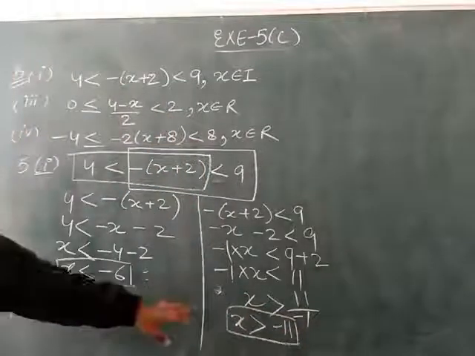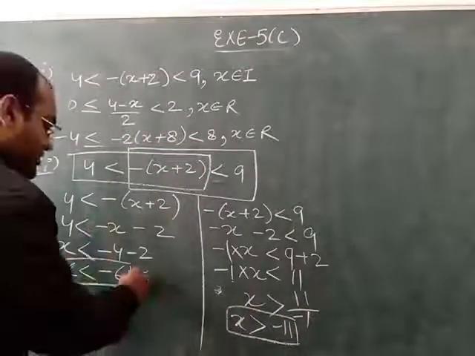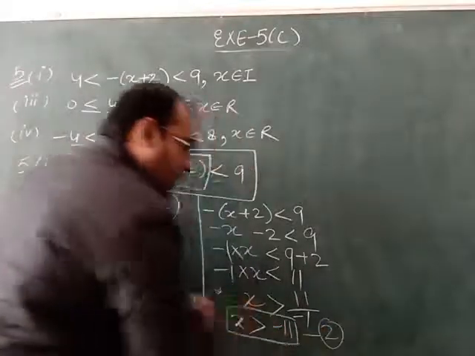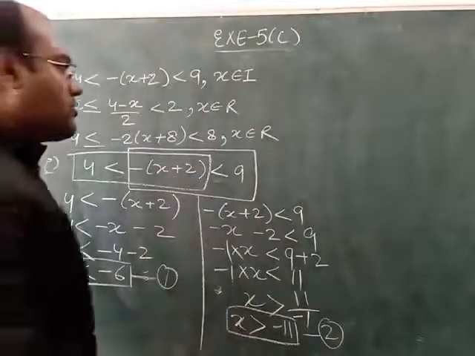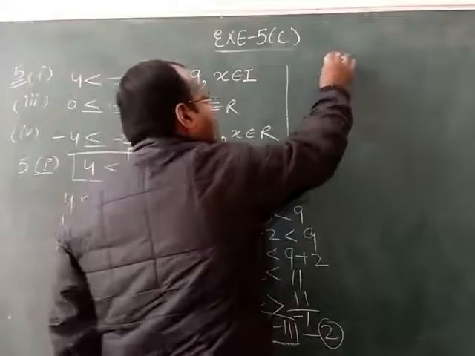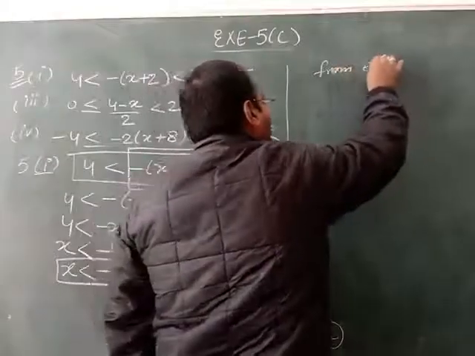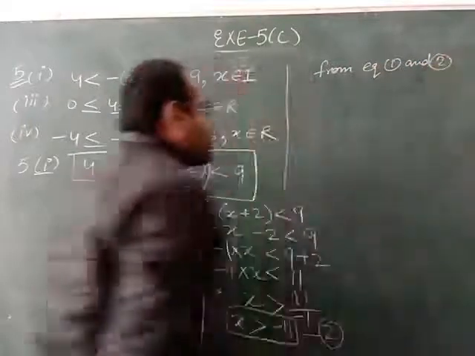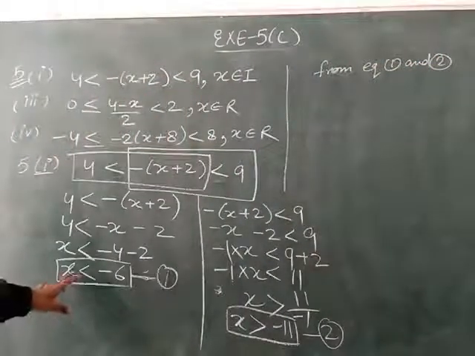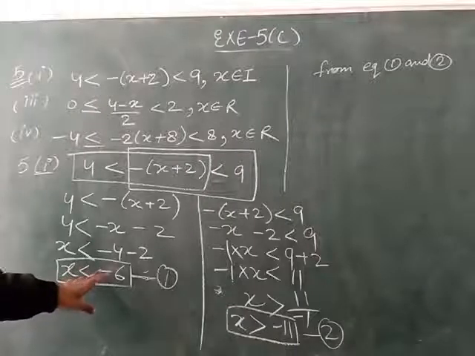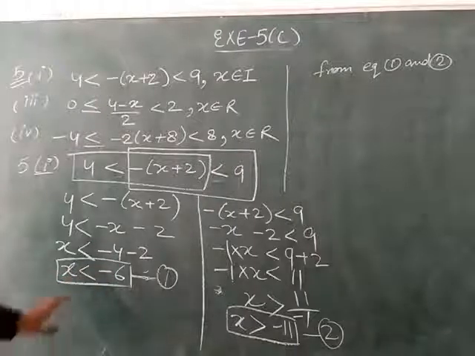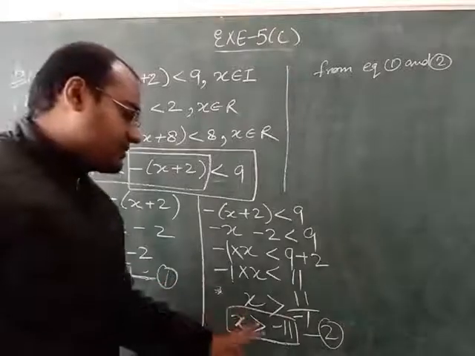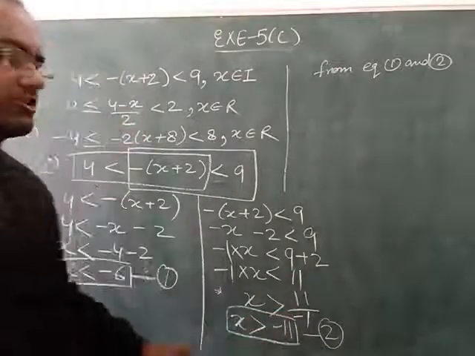Now we have to combine these two equations. This is equation 1, this is equation 2. We will combine these two equations. So here you have to write from equation 1 and 2. From the first equation we are getting x is less than minus 6, and here we are getting x is greater than minus 11. So we will combine it.